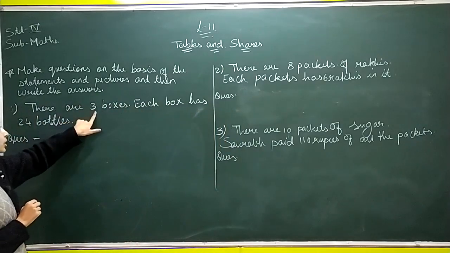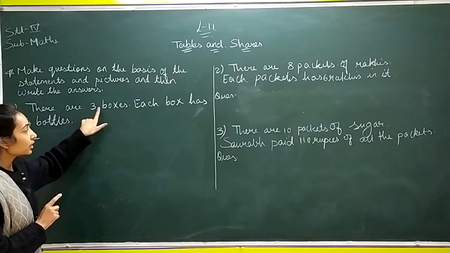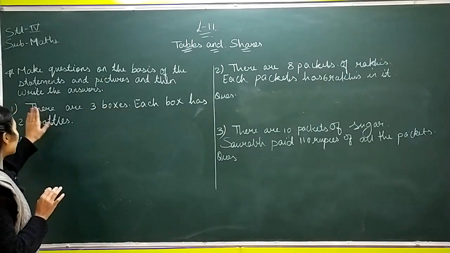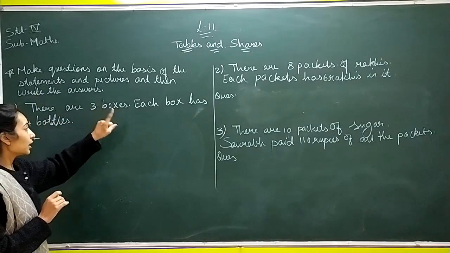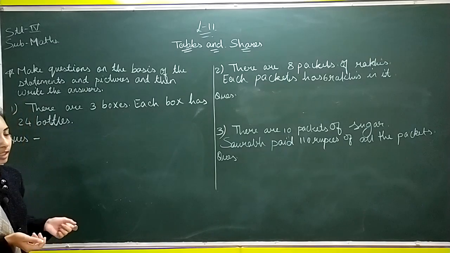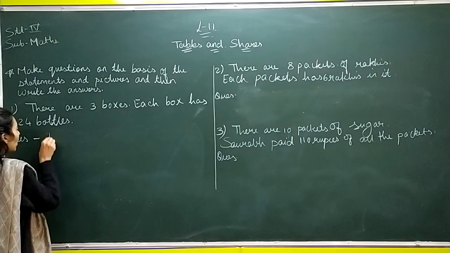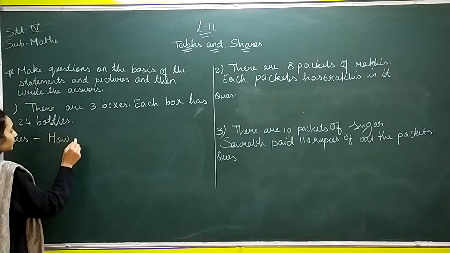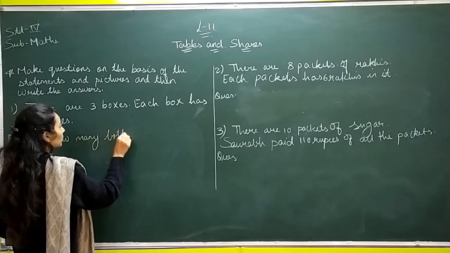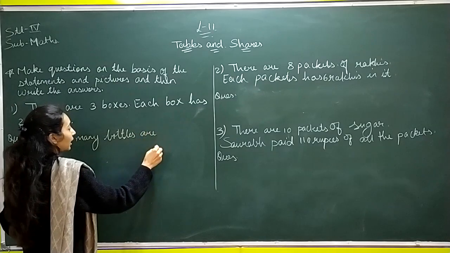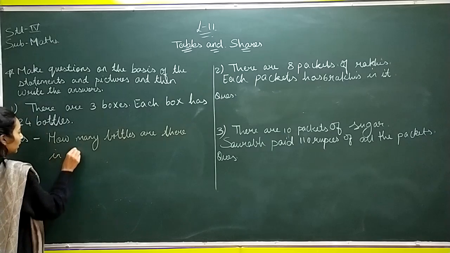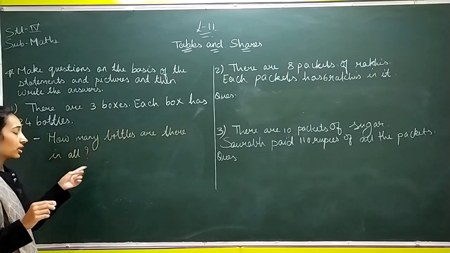See, total boxes are given, that there are 3 boxes in total and in one box there are 24 bottles. Then what can be the question? Then it will be like there are 3 boxes and each box has 24 bottles. Then how many bottles are there in all? So what can be the question? Let's write. How many bottles are there in all? How many bottles are there in all?